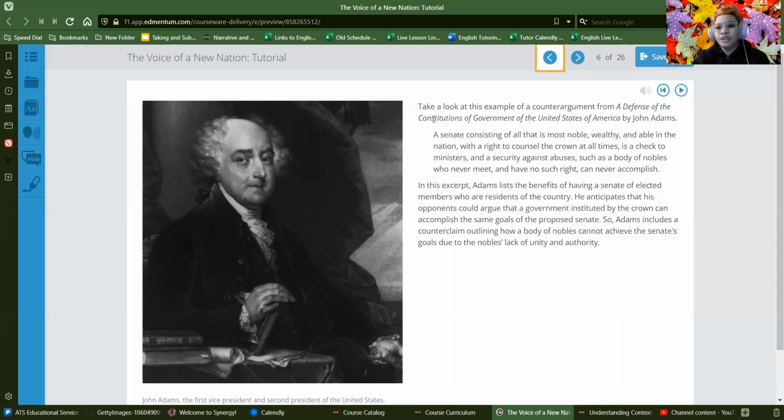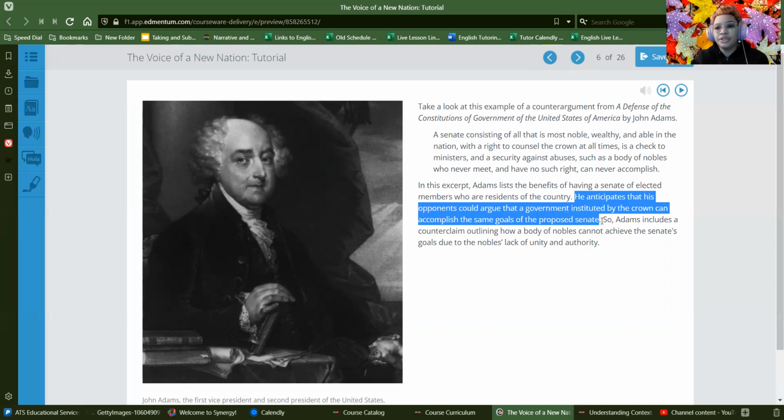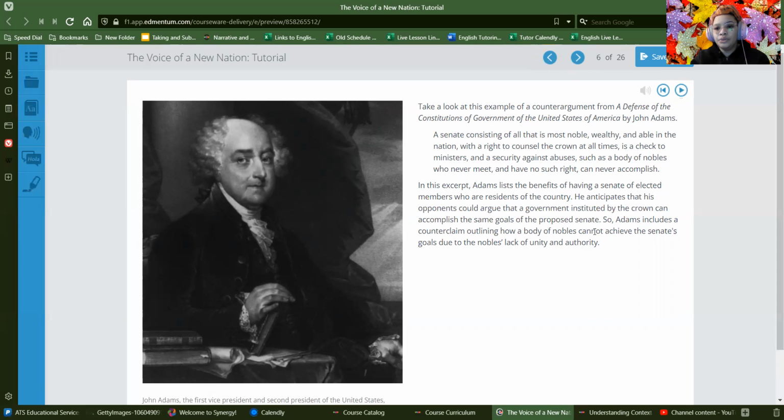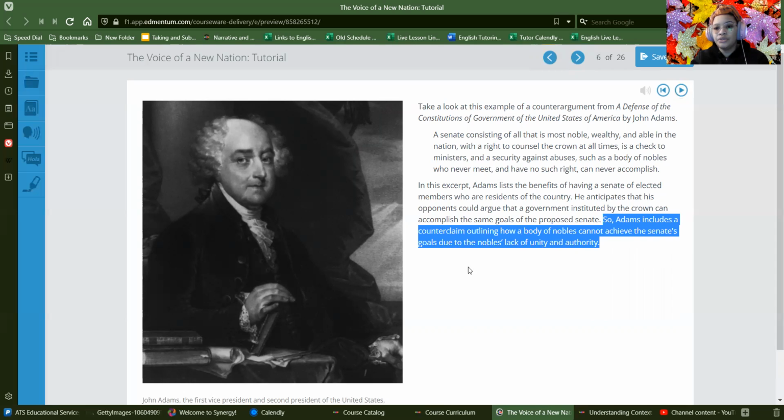He argues that it's good to actually have a Senate because they can accomplish the same thing instituted by the crown. So it says here, he anticipates that his opponents could argue that a government instituted by the crown can accomplish the same goals as a proposed Senate. So he includes a counterclaim outlining how a body of nobles cannot achieve the Senate's goals due to the nobles' lack of unity and authority.